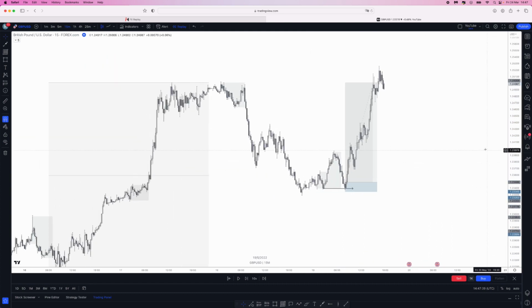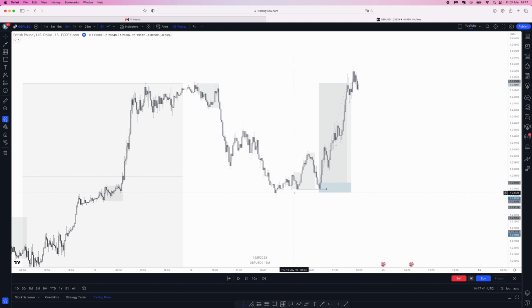But overall, this is how I get my intraday bias, guys. Once I see the 15-minute realign, once we've tapped into a discount of the range on the 4-hour, I can then expect that price is more likely to come up and take out this 4-hour high.